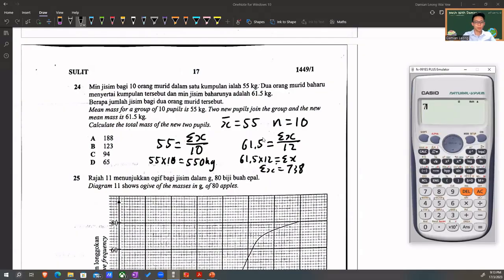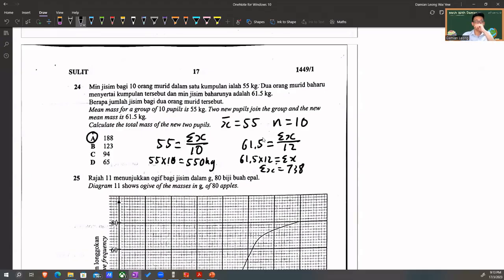So I find the difference. 738 minus 550, 188. So the extra 2 pupils weigh 188 kg, which is very heavy.